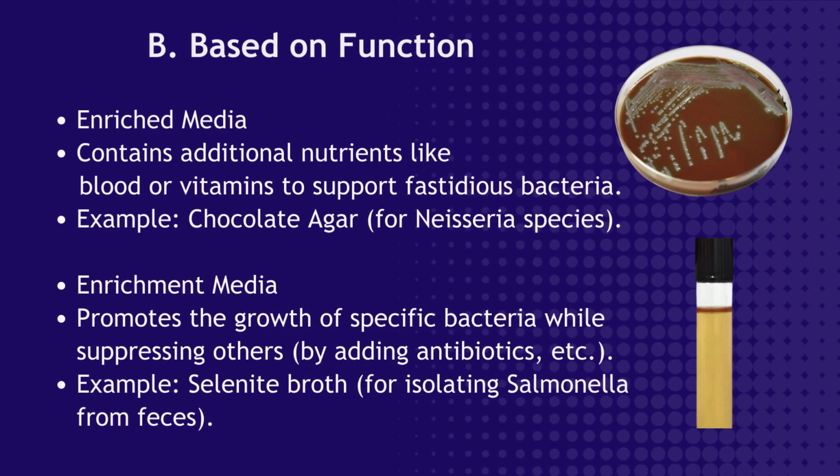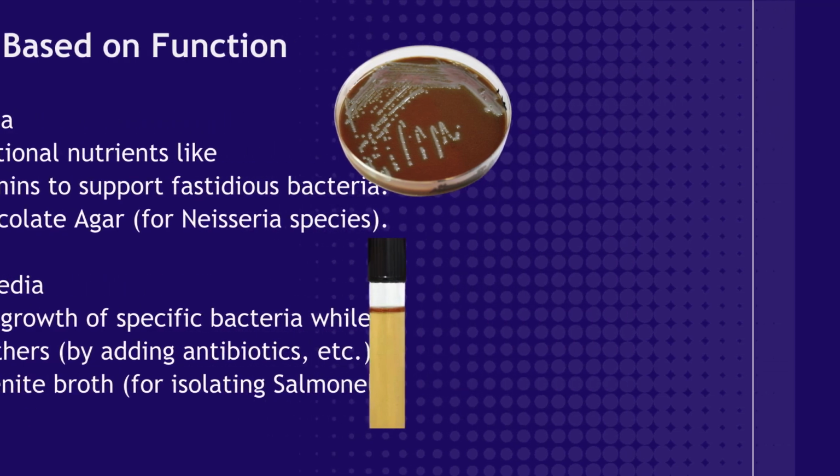Based on function, enriched media contain additional nutrients like blood or vitamins to support fastidious bacteria. Example: chocolate agar for Neisseria species. Enrichment media promote the growth of specific bacteria while suppressing others. Example: selenite broth for isolating Salmonella from feces.